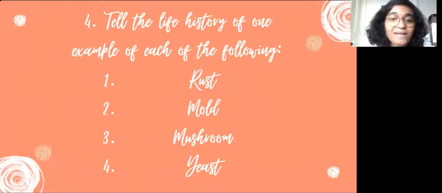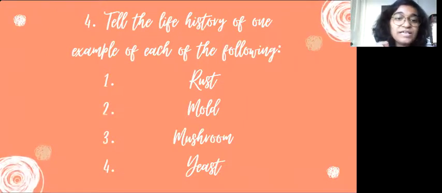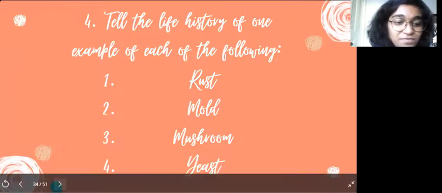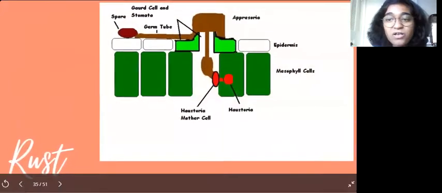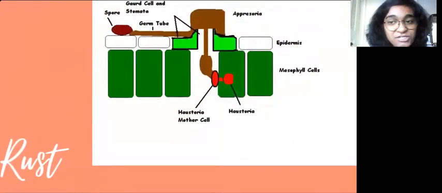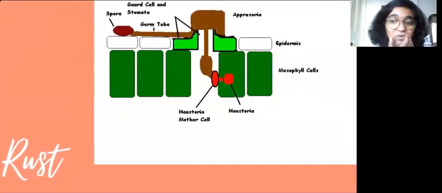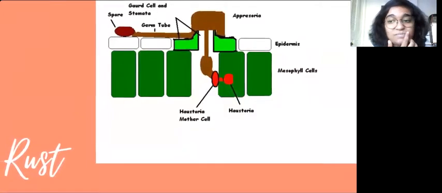Okay, now I have to tell the life story of the following, which is rust, mold, mushroom, and yeast. Let's get into it. It's going to be a little long, but please bear with me. Rust occurs on many species of plant, but in most cases, any one species of rust can only affect one species of plant. The following describes the infection process of asexual spores.